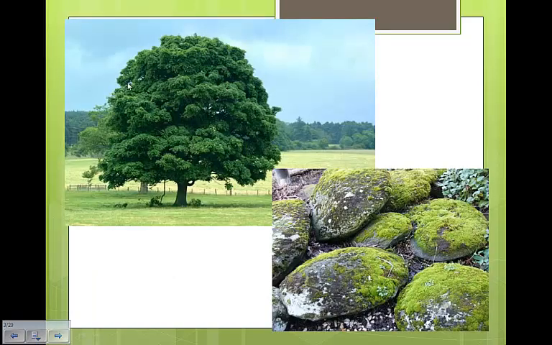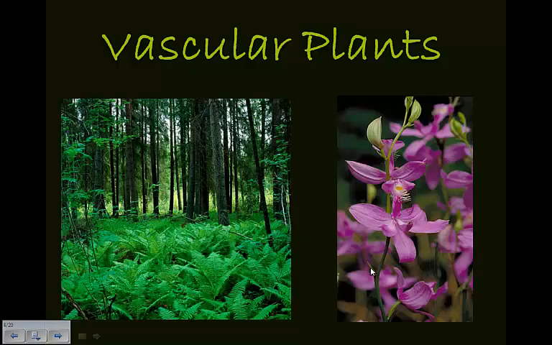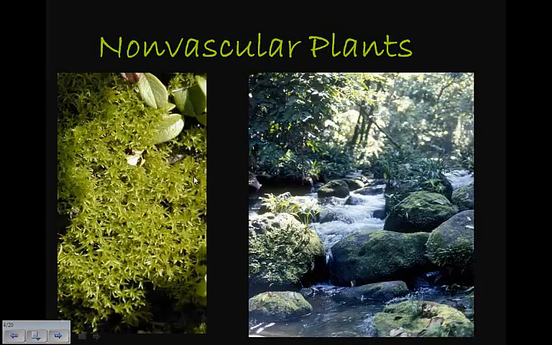All right. This right here, this deciduous tree, that is a tracheophyte. And then the mosses and lichens and things like that, those are all bryophytes. Okay, here's some more examples. Ferns here have transporting tissue, so do these flowers. Trees, all of these are vascular plants.